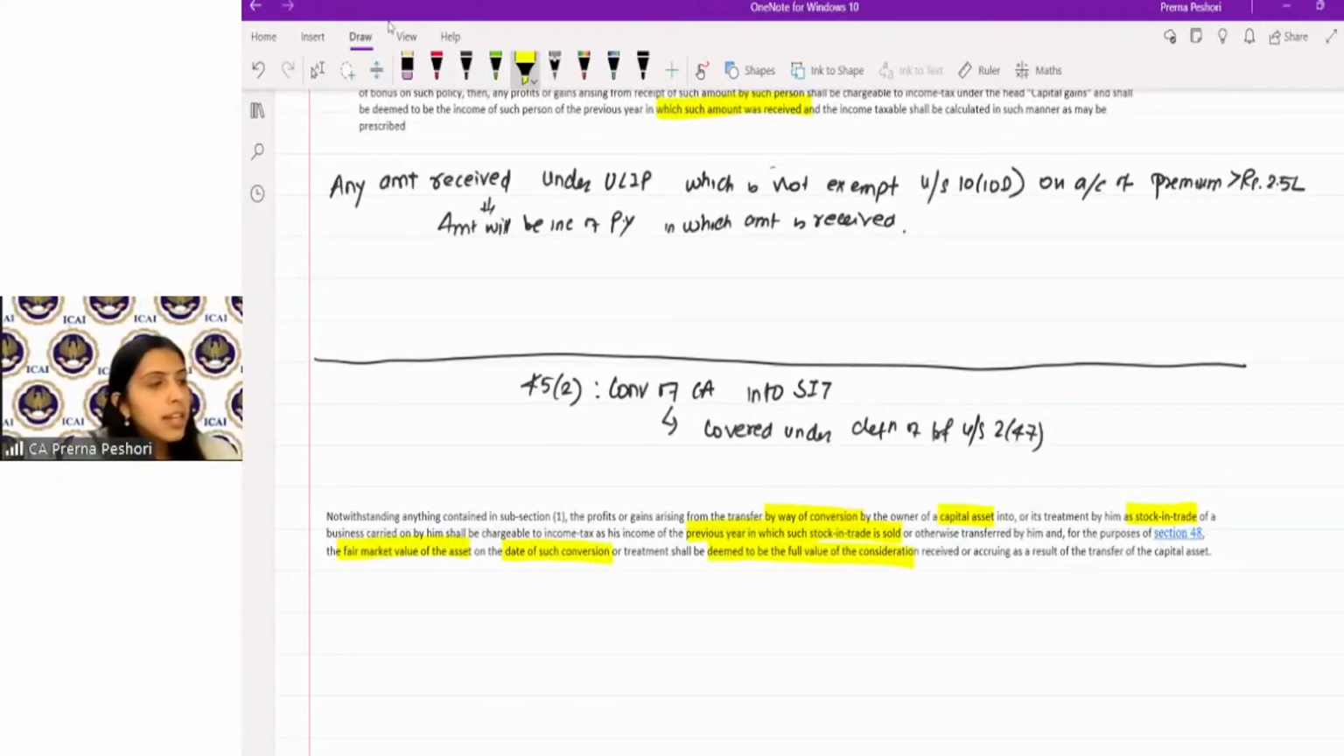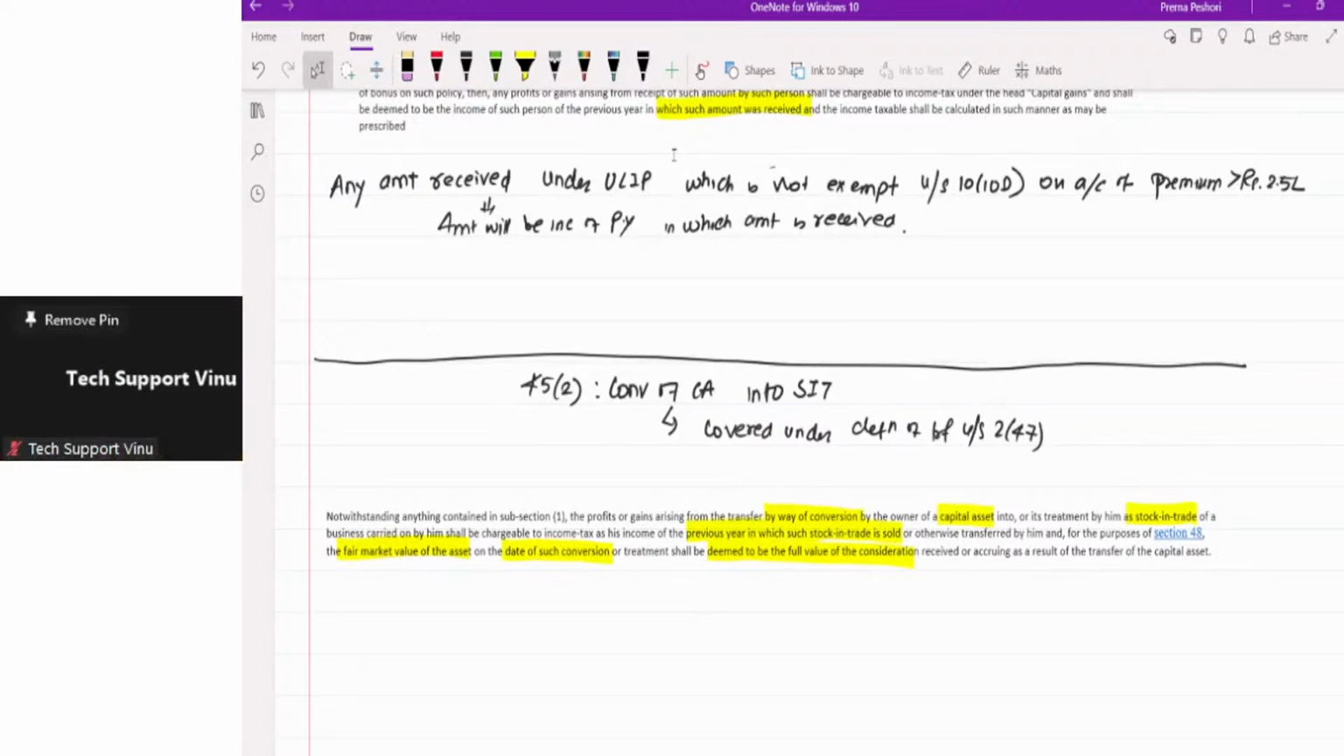So, let's take an example to understand this. Conversion of capital asset into stock in trade is first of all not a taxable event, because it is like shifting a particular property from one pocket into another pocket. But this has been specifically made chargeable under section 45(2). And so is the case with the conversion of the stock in trade into the capital asset.